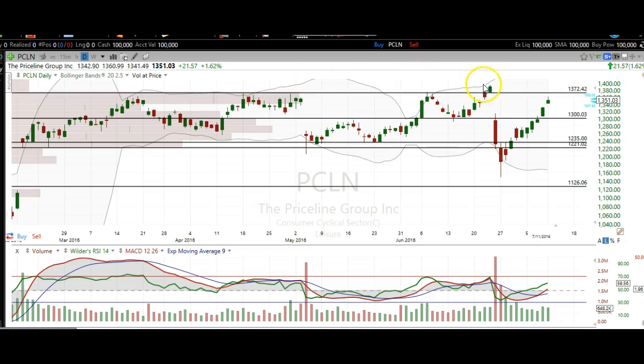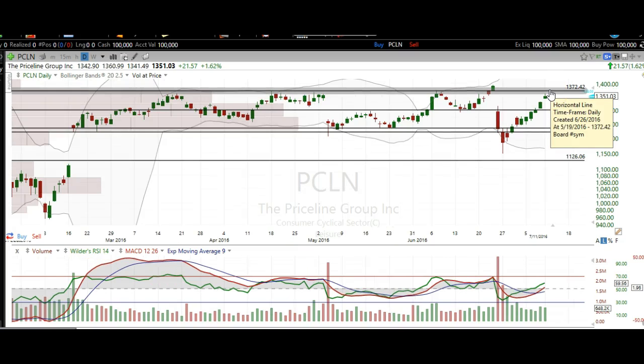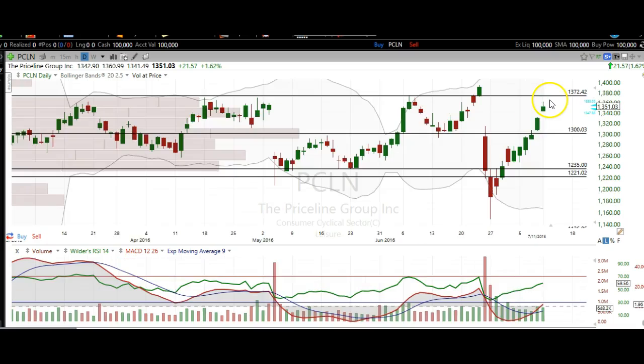And we did break over it on this candle right here, and this was the Brexit reaction right here. So regardless of what happened, this is still going to be major resistance up here at around 1372 to 1390. So once we head up there, I would definitely be lightening up personally, and we could even see some downside from there once it makes its way up there.